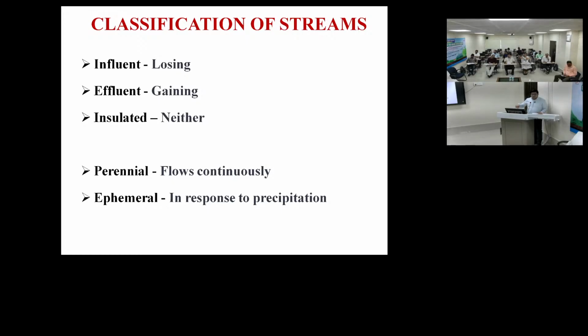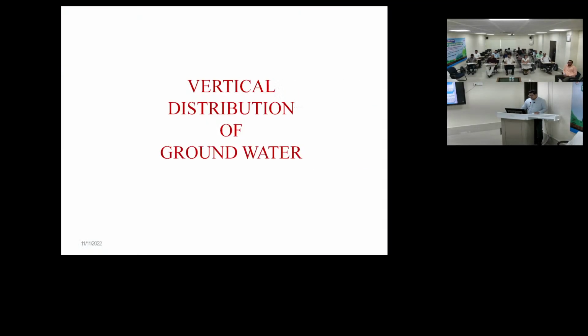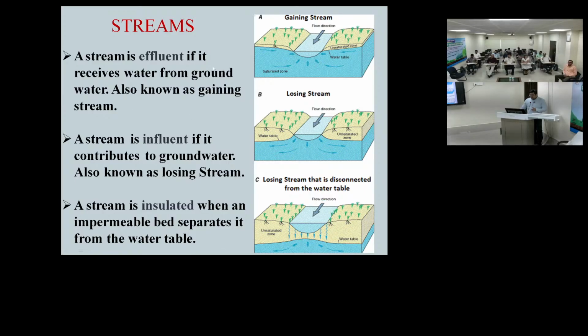We can make all these things out from the groundwater recharge contours. We used to draw flow nets and contour maps. So post monsoon, pre monsoon, you can see the water level and the base level of the surface water. Then we can see a clear gradient is created. So this is how you can classify whether it's a losing stream or a gaining stream. Perennial, as you know, is a continuous flow, and ephemeral is a response to precipitation. The stream is effluent if it receives water from the groundwater, also a gaining stream. The stream is influent if it contributes to the groundwater.